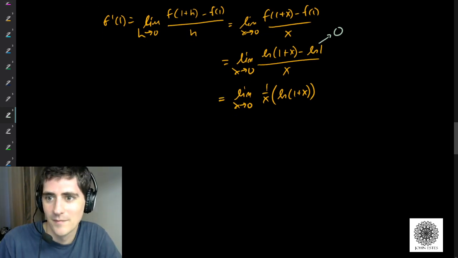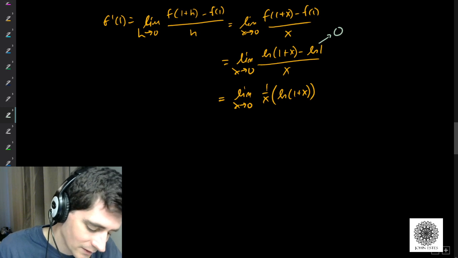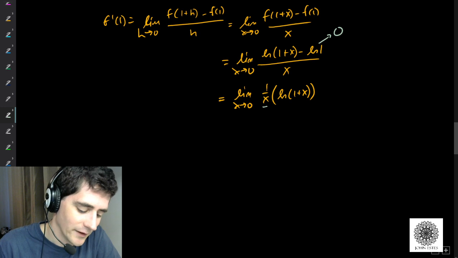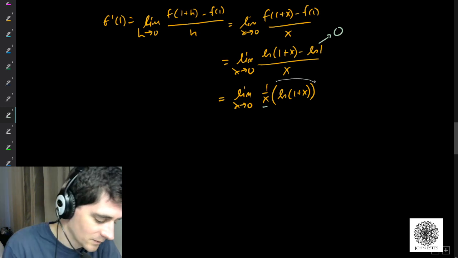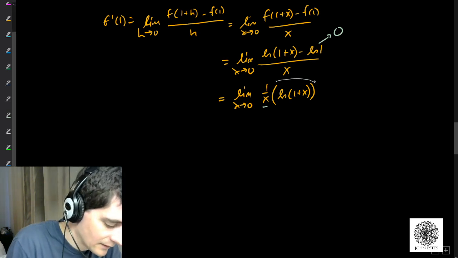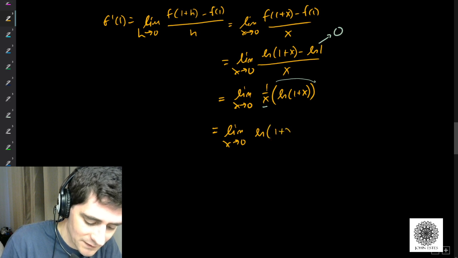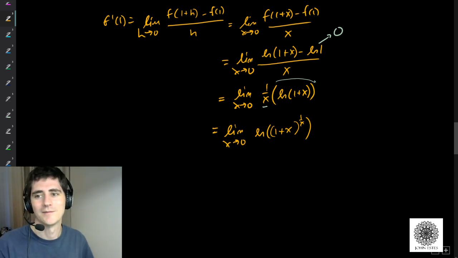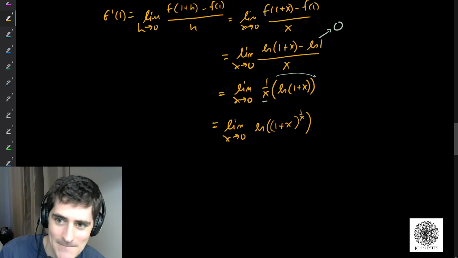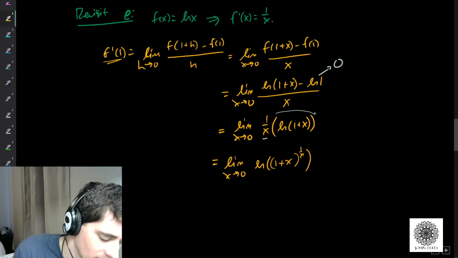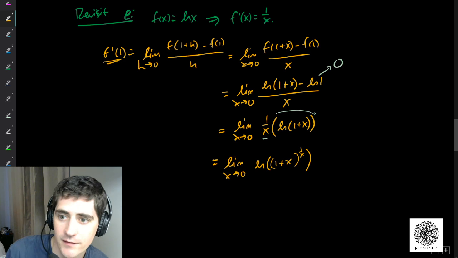Okay, now, also remember that for properties of logarithms, a coefficient can be brought in as an exponent. So here I have the limit as x approaches 0 of ln of 1 plus x, to the 1 over x power, like that. Okay. And remember, this is what f prime of 1 equals.